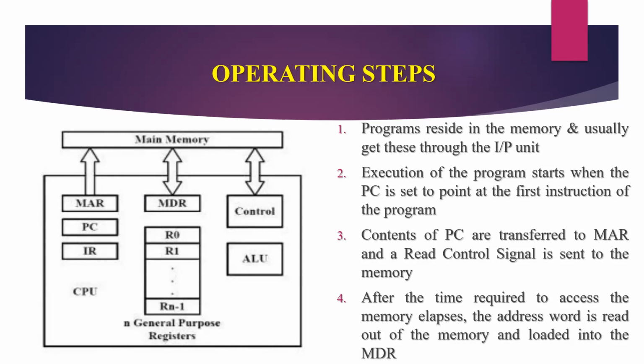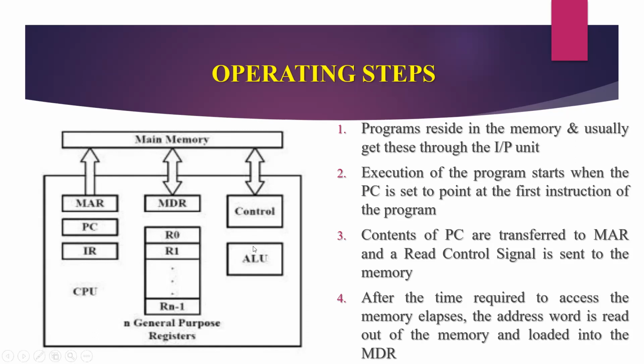The second step: execution of the program starts when the program counter is set to point at the first instruction of the program. Normally, the program counter points to the address of the first instruction. Once the instruction is moved to IR, the instruction register, the program counter is incremented by 4 automatically. All the instructions are available in main memory, so with the help of the program counter and MAR, we fetch the instructions one by one.